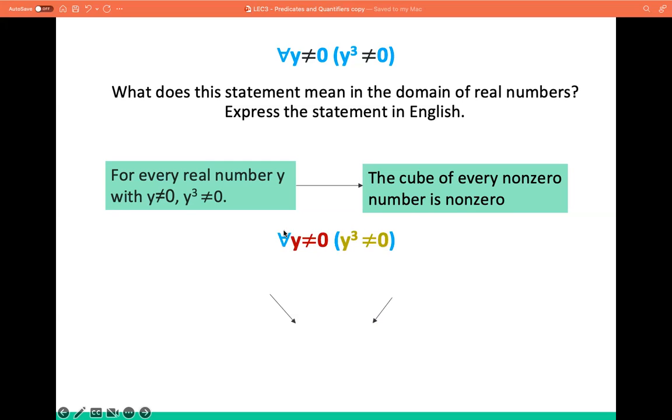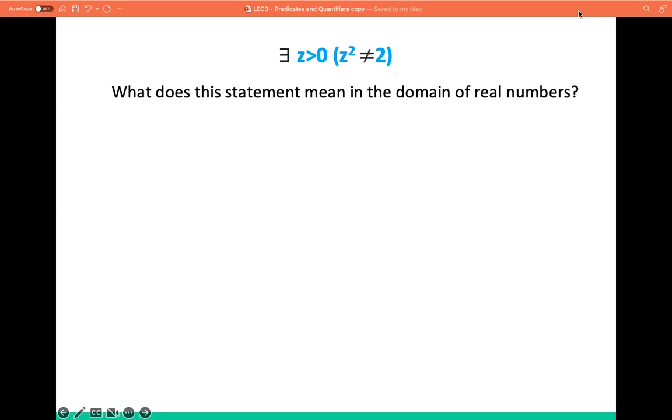We have to identify the condition as well as the property. The condition, or the restriction, is that y should be non-zero, and its property is that its cube is non-zero as well. So we can express this using implication: for all y, y is not equal to 0 implies that its cube is also not equal to 0.